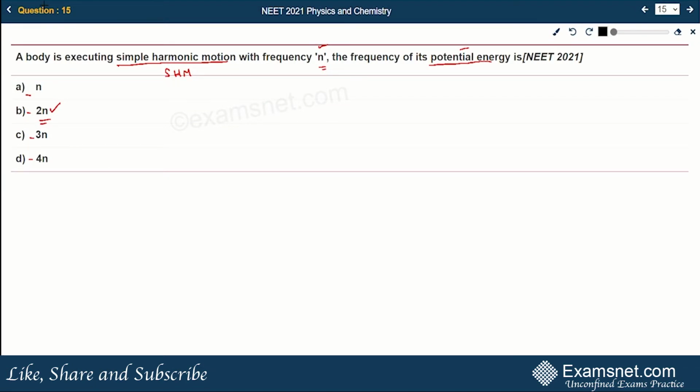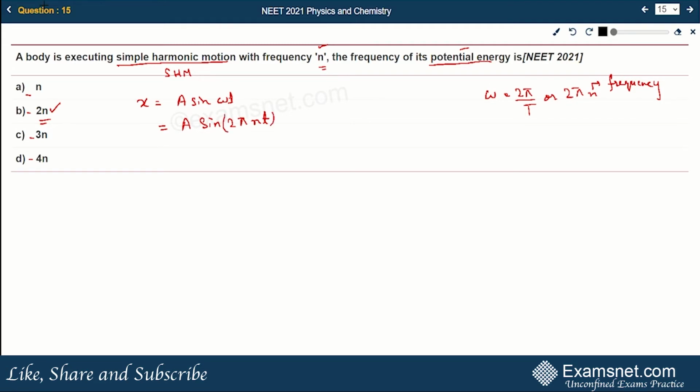You might be knowing that the displacement x in case of simple harmonic motion is given as a sine omega t. Okay. Also, we know that omega is equal to 2 pi by T, where T is the time period, or it can also be written as 2 pi into n, where n is the frequency, and frequency is inverse of T. Okay, so here in place of omega we can write 2 pi n, isn't it? So we'll get x equals a sine 2 pi n into t.